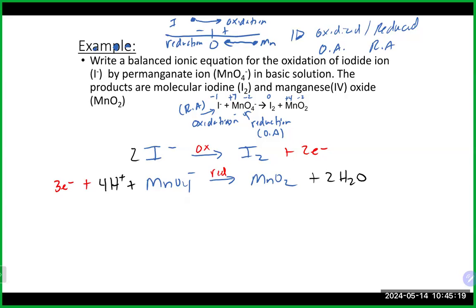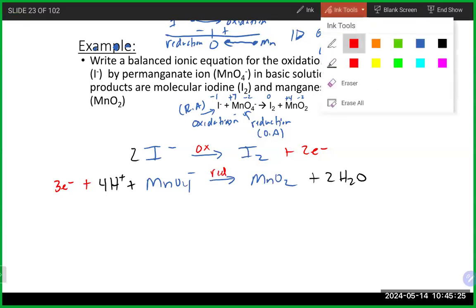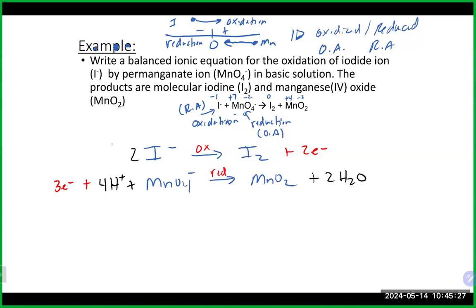Now that we have it, we're ready to add these back together. But once again, we can't do that until we have the same number of electrons in each half reaction. In this case, we will actually need to multiply the top one by 3. And we will also need to multiply the bottom one by 2 to get to 6 electrons in each. I'm going to dot line it, I think. And I'll rewrite them both underneath, multiplying across.